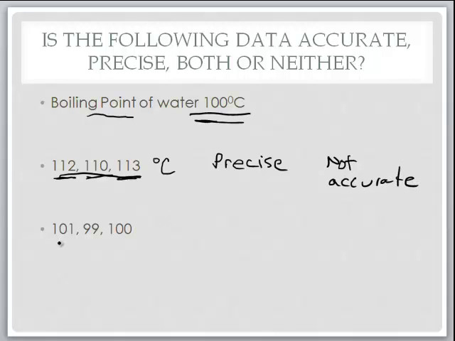On the other hand, let's say you measured your water at the boiling point again with 3 different experiments. You got 101, 99, and 100. These data points are precise because they're all close to one another, and they're also accurate because they're close to the right value. So precise but not accurate, precise and accurate.